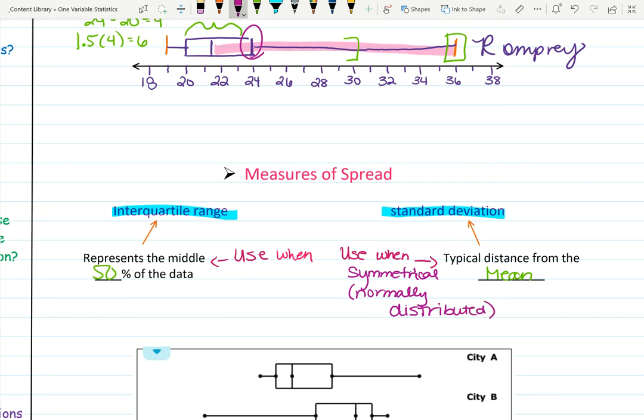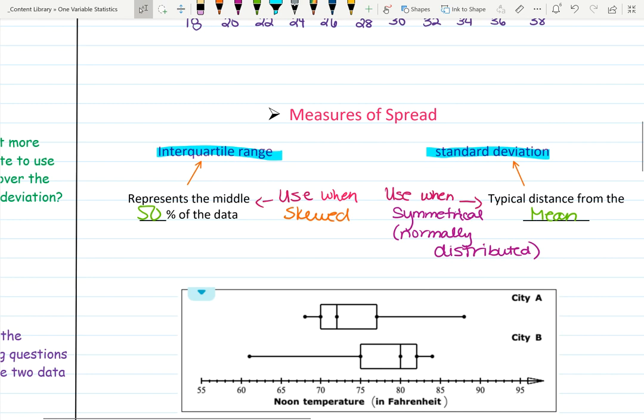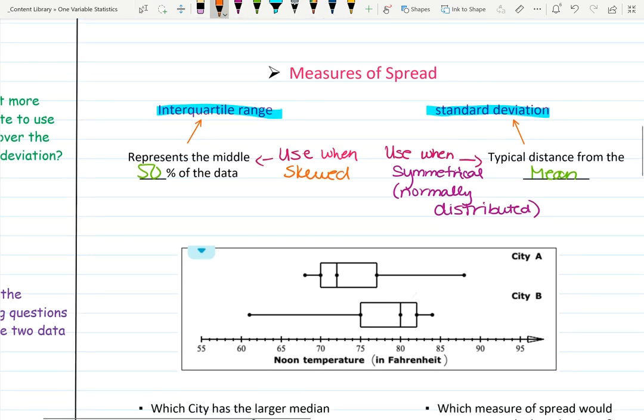Okay? So our interquartile range, that represents the middle half of the data, we use this when it's data like mine, when it's data that's skewed. Because the standard deviation is the typical distance from the mean, if we have data that's skewed, those outliers that are included in the data will totally mess it up. So that's when we go to the IQR, which kind of ignores those outliers.